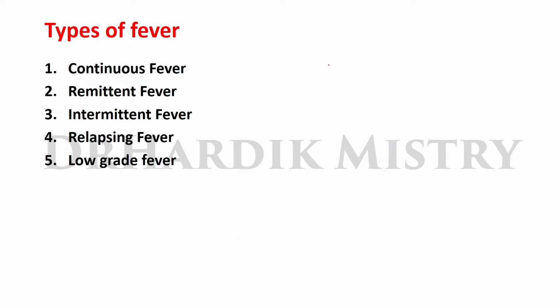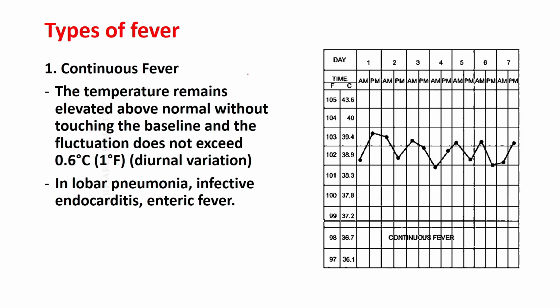There are different types of fever. First, continuous fever. Second, remittent fever. Third, intermittent fever. Fourth, relapsing fever. And the fifth, low grade fever. We are going to see each and every type of fever in detail. So the first one, continuous fever.